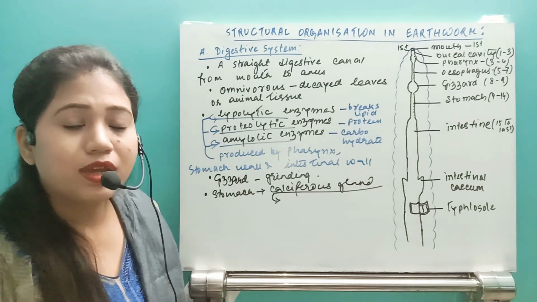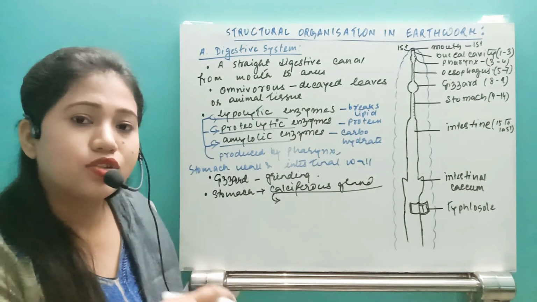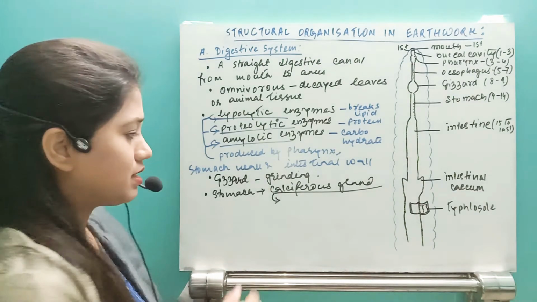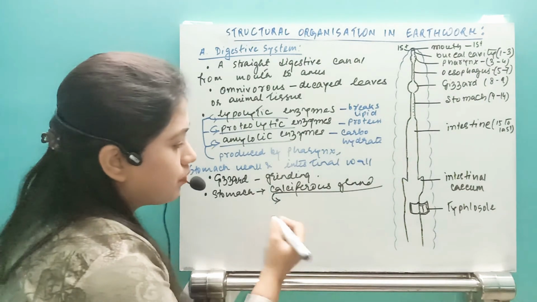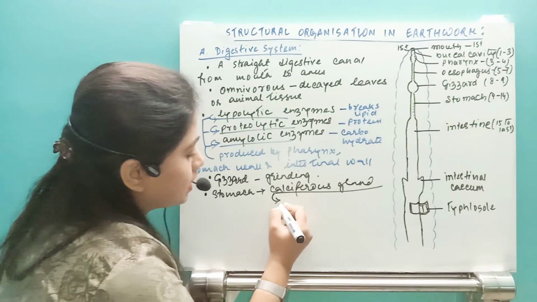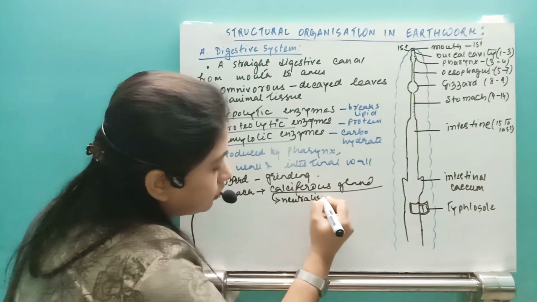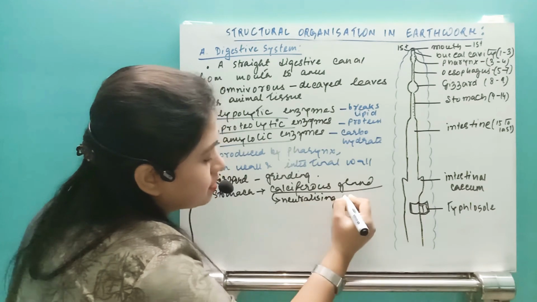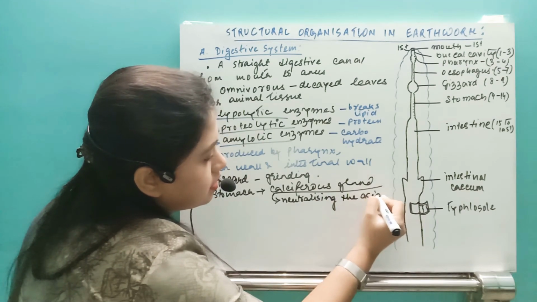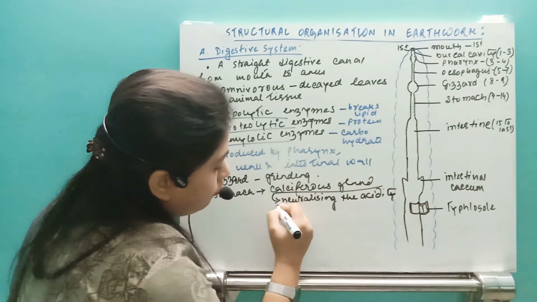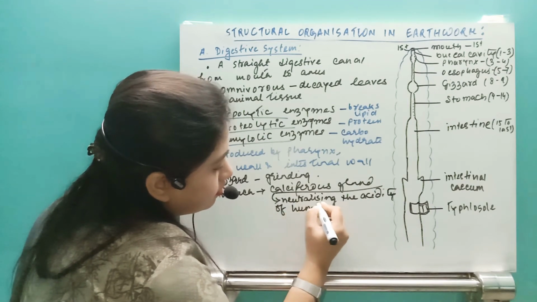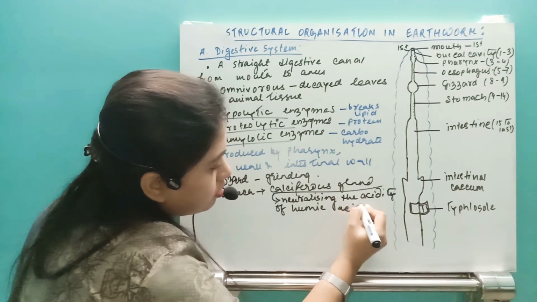So that humic acid will be brought to normal by this calciferous gland. Remember, what is the function of the calciferous gland? It helps in neutralizing the acidity of humic acid present in the humus.